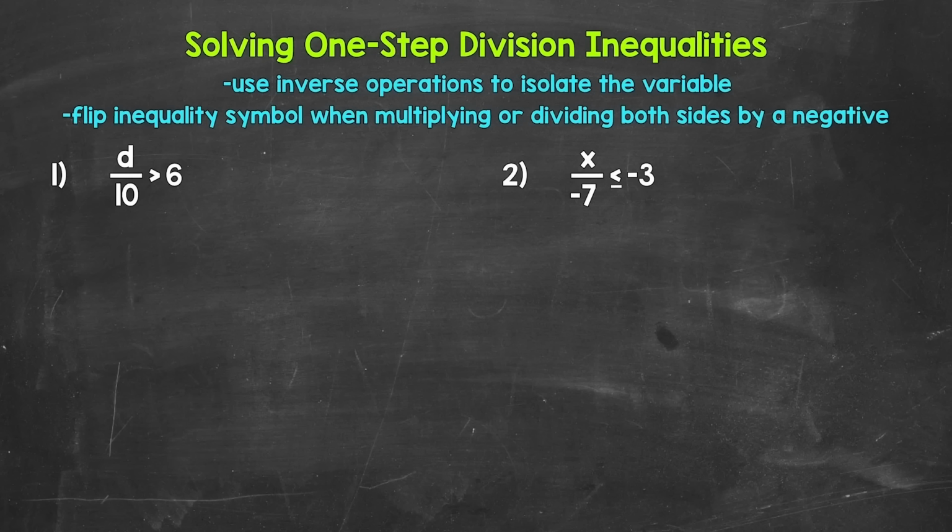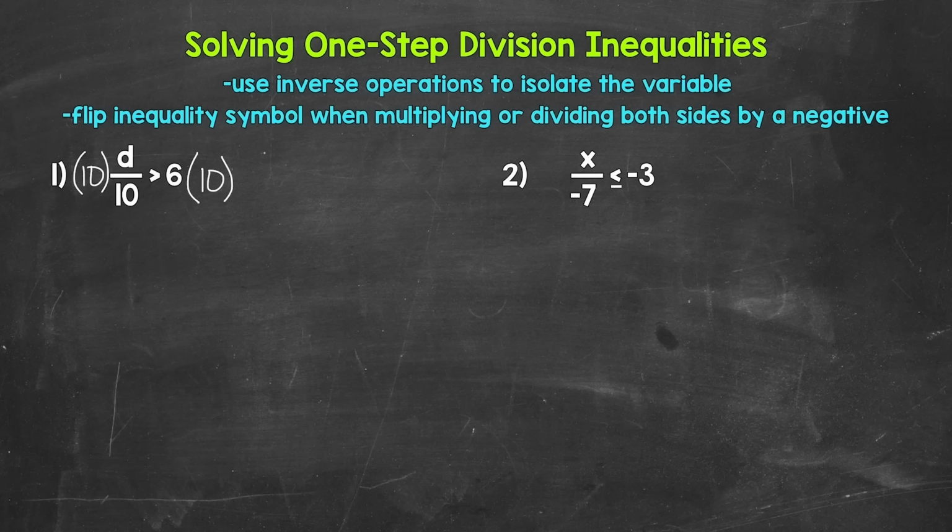Let's jump into number 1, where we have d divided by 10 is greater than 6. So we need to isolate that variable of d. It's being divided by 10, so we need the inverse operation of division. That's multiplication. So let's multiply the left side of the inequality by 10. Whatever we do to one side of an inequality, we must do to the other in order to keep it balanced. So multiply the right side by 10 as well.